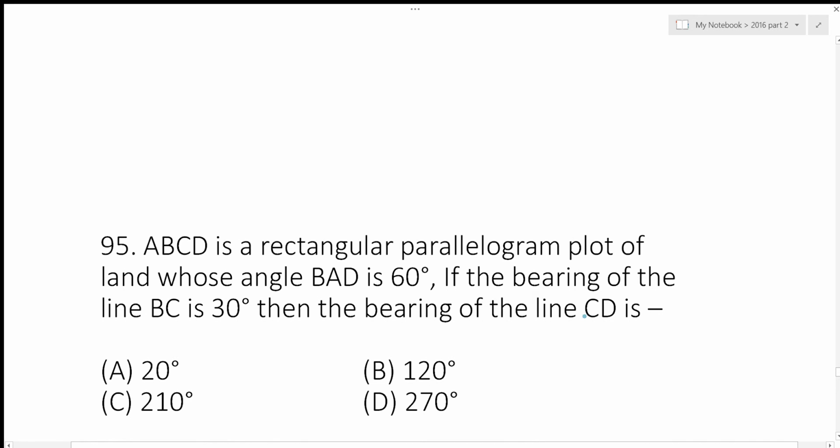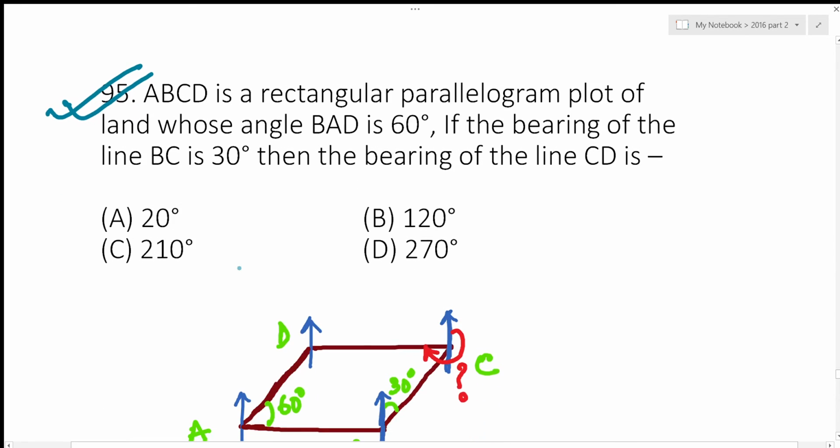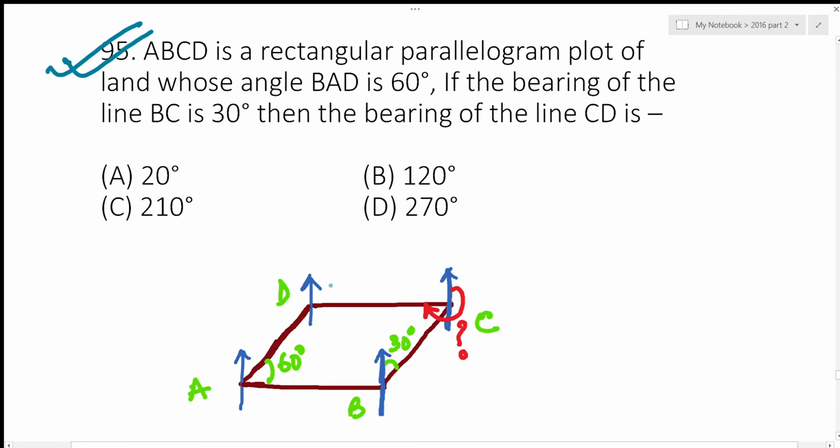Now ABCD is a rectangular parallelogram plot of land whose angle BAD is 60 degrees. If the bearing of line BC is 30 degrees, then the bearing of the line CD is. Now this is the parallelogram that they have given. This is the point A, and BAD is 60 degrees as mentioned here. If the bearing of the line BC is 30 degrees, what is the bearing of the line CD? The angle marked in red is to be answered. Now you know that for a parallelogram, opposite angles are equal, so this should also be 60 degrees.